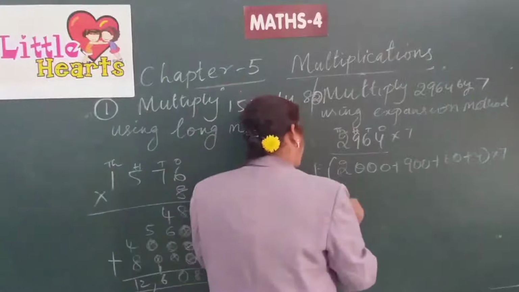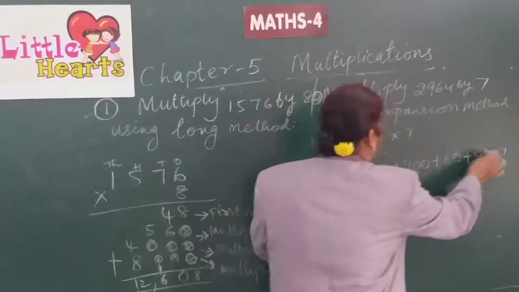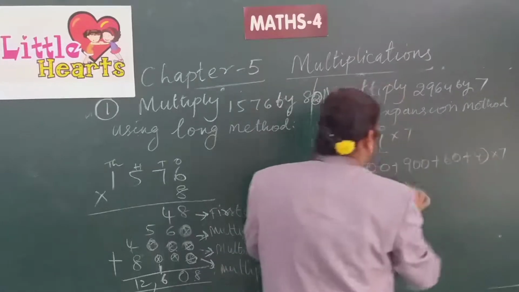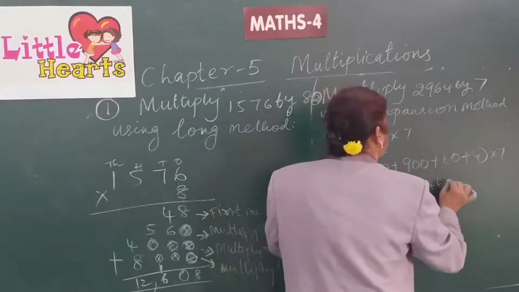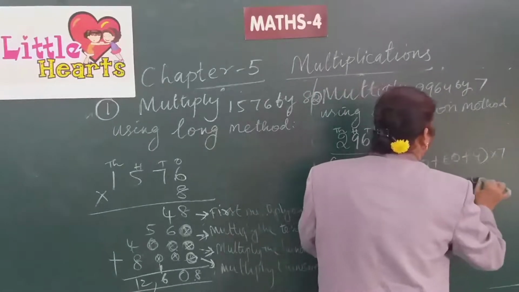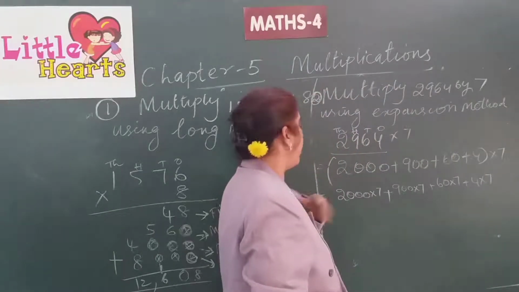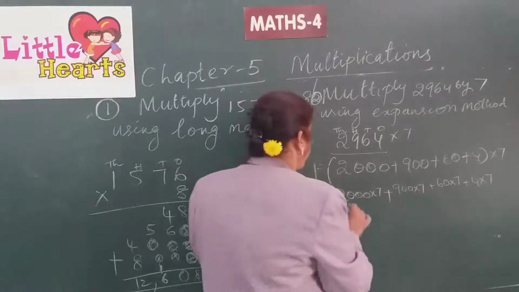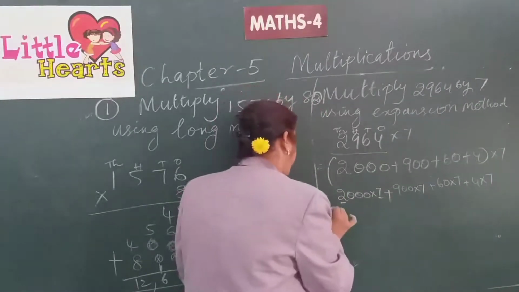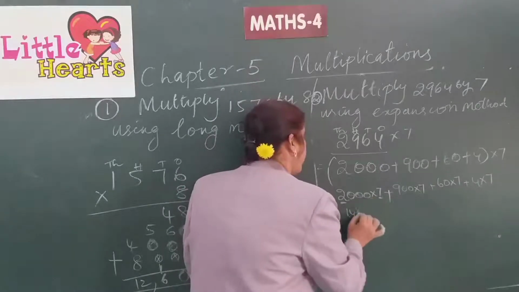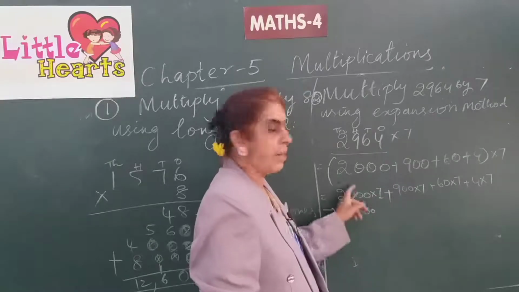Now 2000 into 7, this 7 is multiplied by each and every number in the bracket. 900 into 7 plus 60 into 7 plus 4 into 7. Now, when you multiply any number with these many zeros, we have to just multiply the numbers. 7 twos are 14 followed by 3 zeros. Just multiply the numbers and put the number of zeros in the multiplicand here.